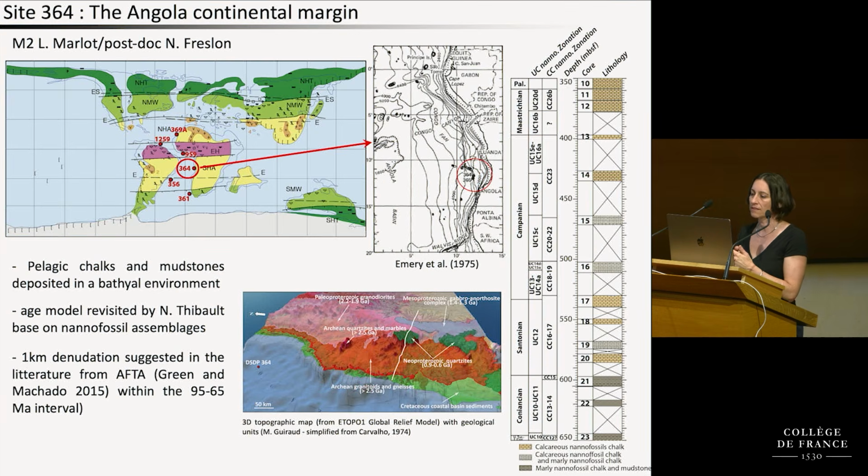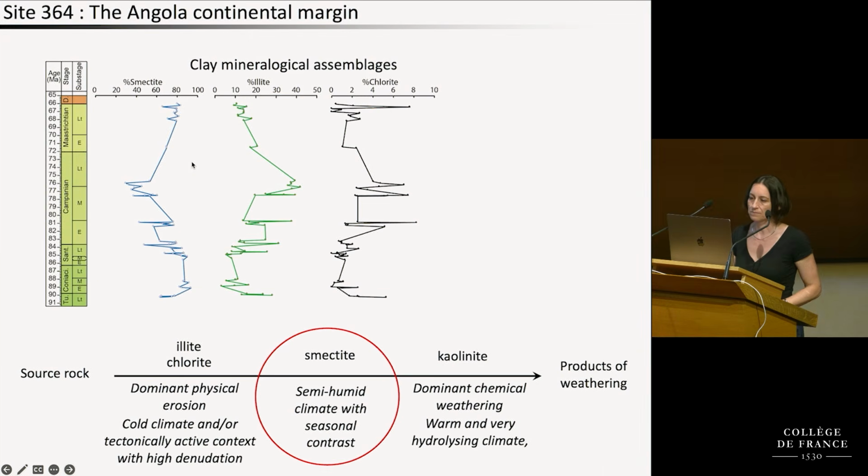So to give you an example, before giving you an overview of all the signals that have been acquired all along the African margin, here I present first what we have obtained on the Angola continental margin, which is located down the slope of Angola in a bathyal environment and in an area that is recording about 1 kilometer of denudation, suggested by the people working with apatite fission track data, within the late Cretaceous.